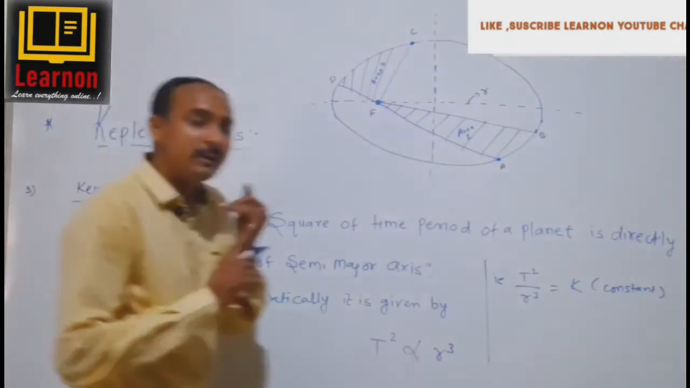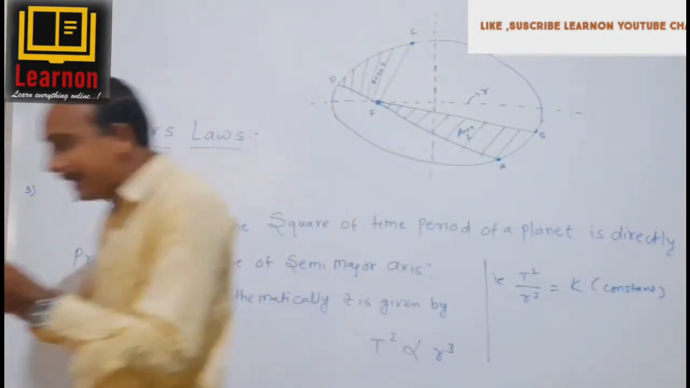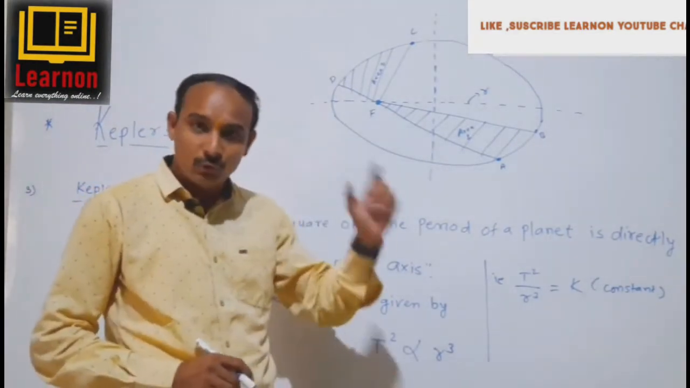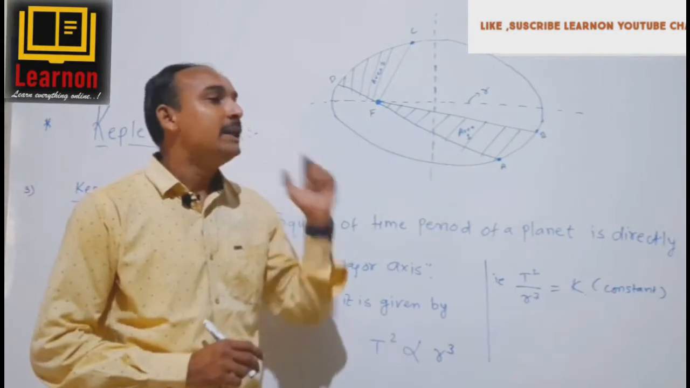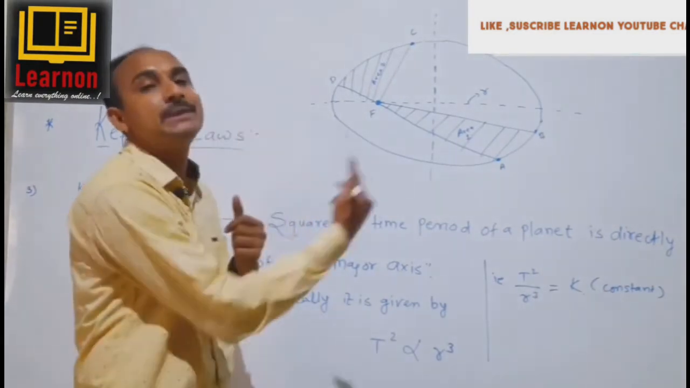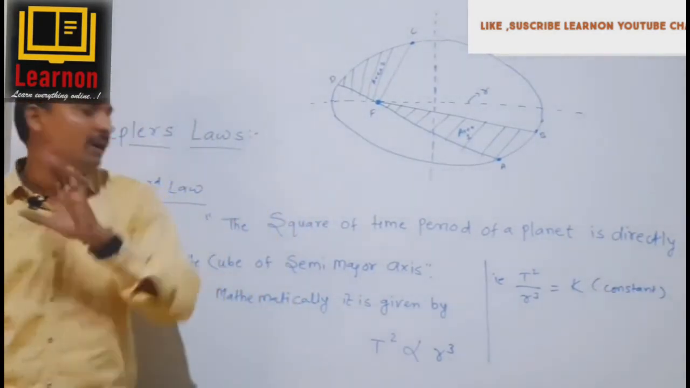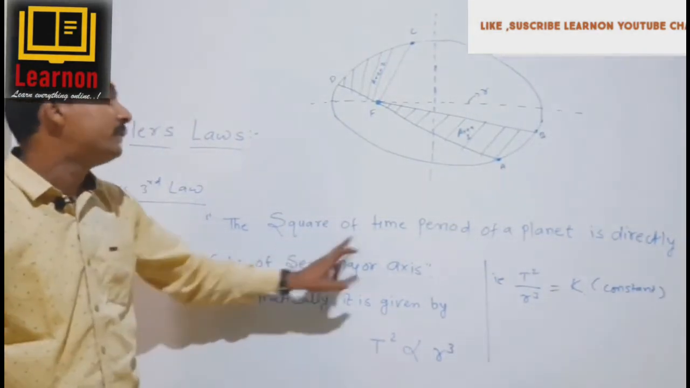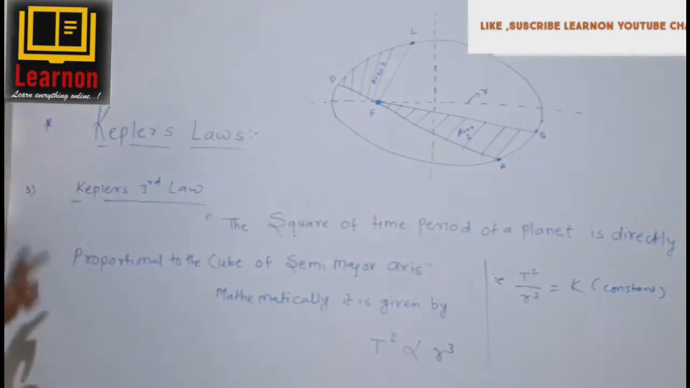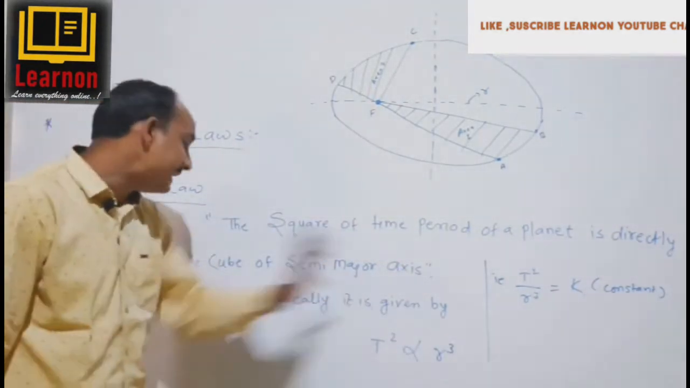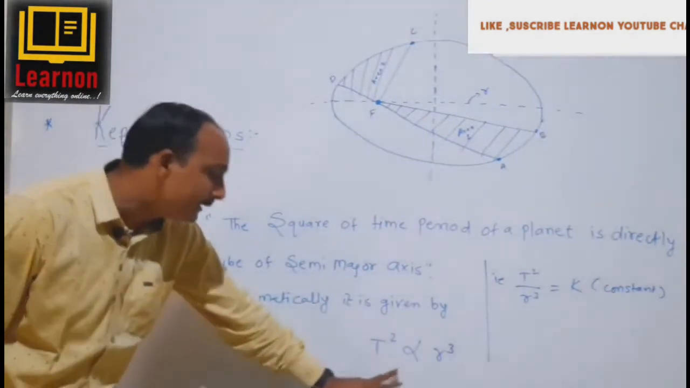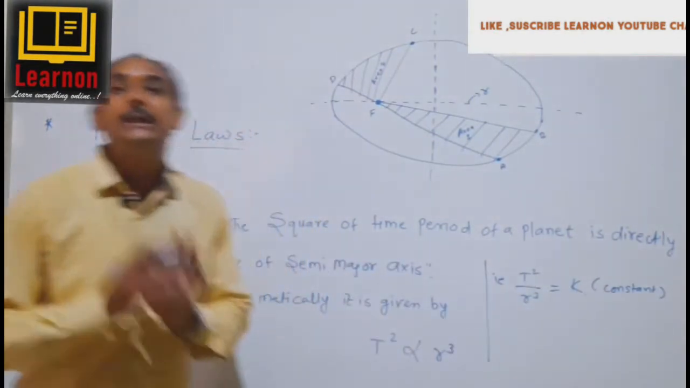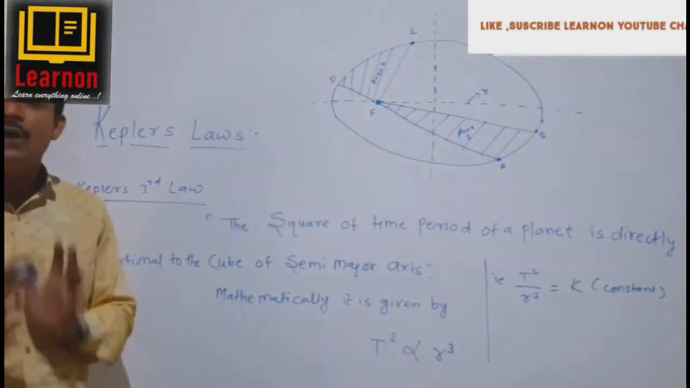First law, what is the first law? Every planet revolves around the sun in an elliptical orbit where the sun is situated at one of the foci. The second law says that the line joining the sun and planet sweeps out equal area in equal intervals of time. The third law says that the square of the time period of a planet is directly proportional to the cube of the semi-major axis, which is given by T square is directly proportional to r cube, that is, T square upon r cube is equal to k. So these are Kepler's planetary laws of motion.